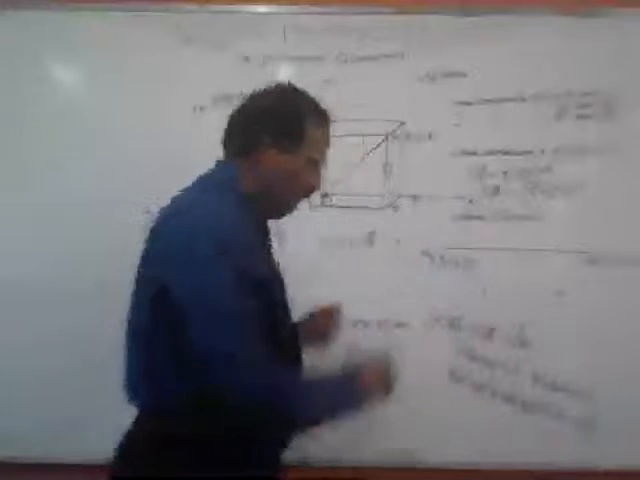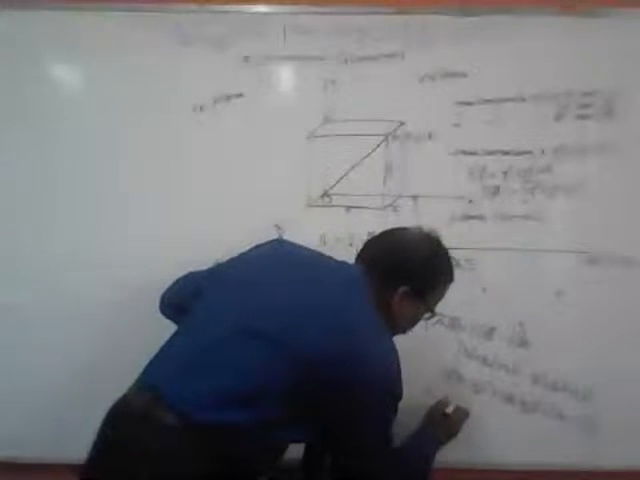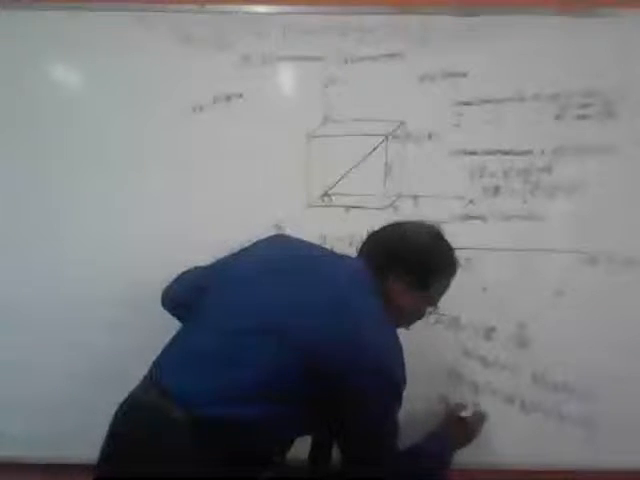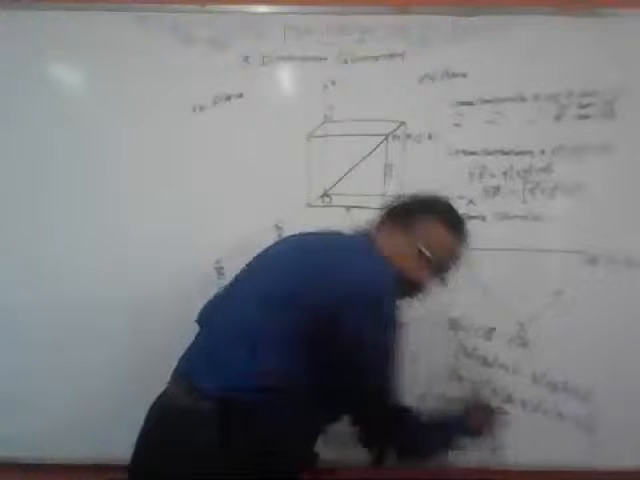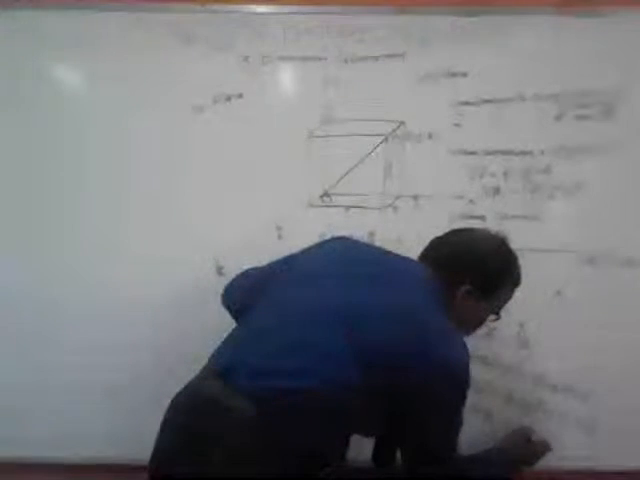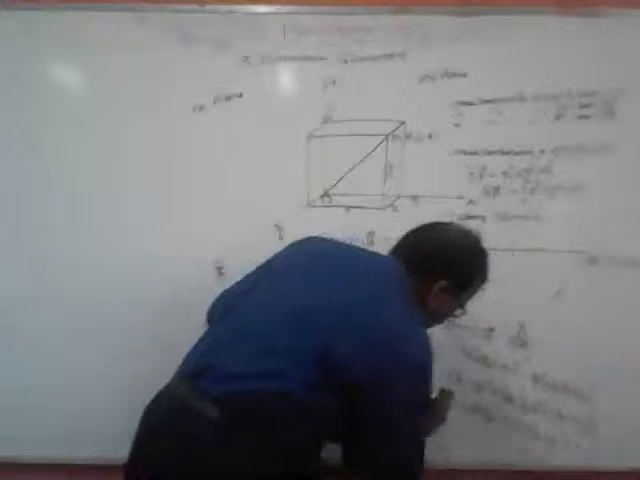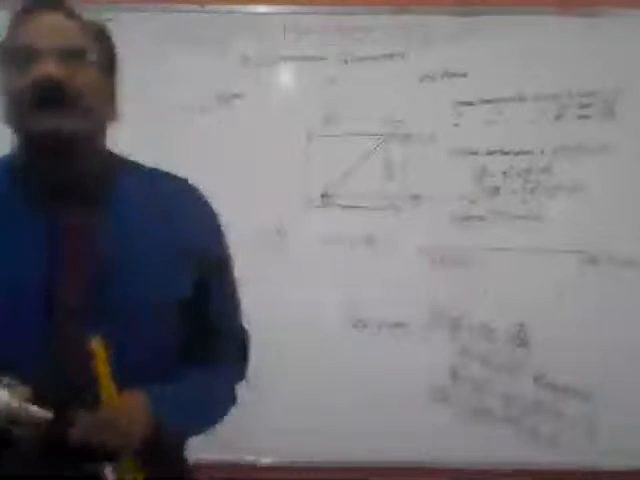It will be the square root of (x2 minus x1) whole square plus (y2 minus y1) whole square plus (z2 minus z1) whole square. That is the distance formula. Modulus AB is equal to the square root of (x2 minus x1) whole square plus (y2 minus y1) whole square plus (z2 minus z1) whole square.